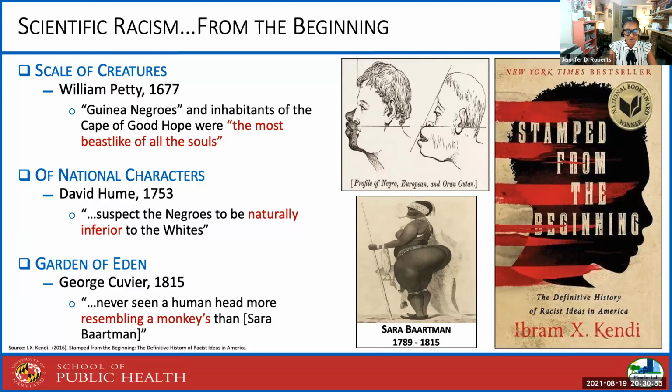Finally, we have Georges Cuvier, who was a French nationalist as well as a zoologist, and he conducted several racial studies, which provided part of the foundation of scientific racism. He's most known for his autopsy of Sarah Baartman.